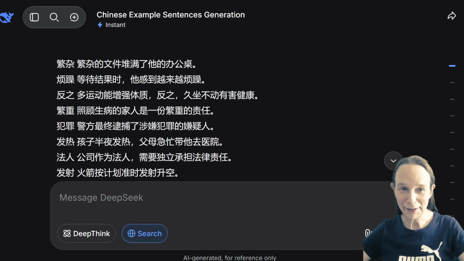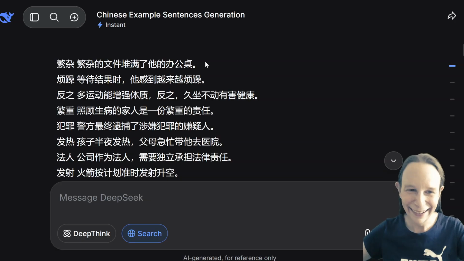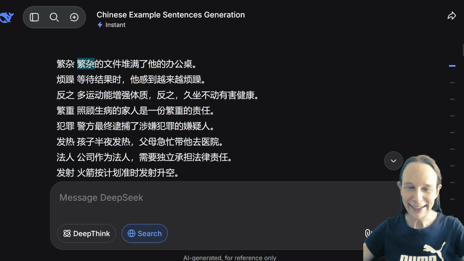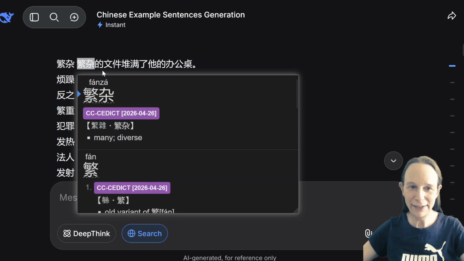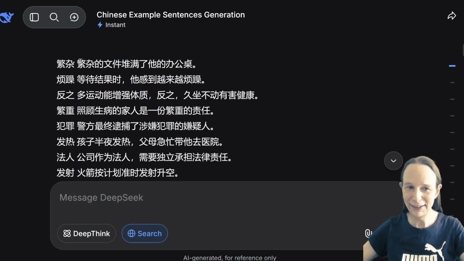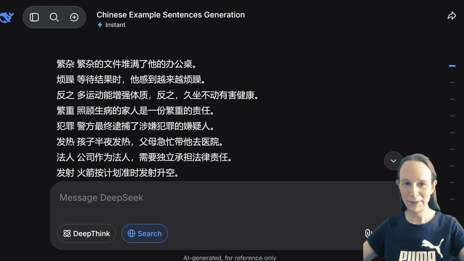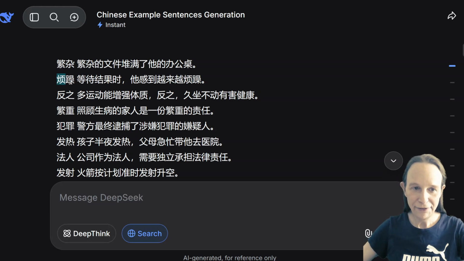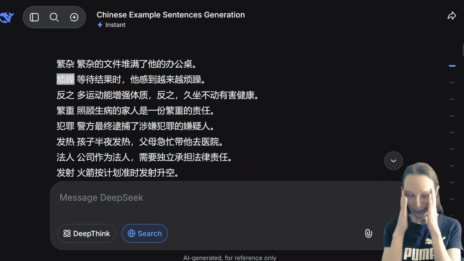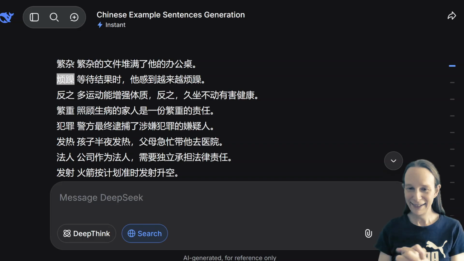Anyway, 繁杂. An adjective. It's kind of many and jumbled, disordered. I don't know how to explain it. Many, diverse. Here we got 文件, so we got lots of documents. All right. 烦躁. So what do we know about this?